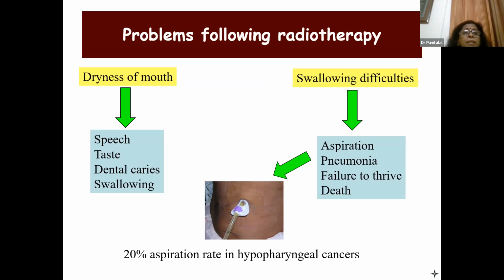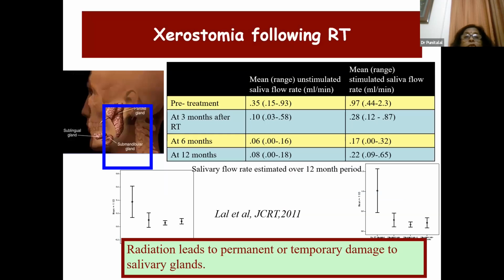During radiation, I've just described. And then once the radiation is over, there are sequelae that the patient faces, like dryness of mouth and swallowing difficulties, and they all lead to their own set of downstream problems. The speech gets impaired, the taste is gone, the pH of the mouth is changed, there is so much dryness that it leads to enamel erosion of the teeth, and so dental caries set in. Swallowing becomes difficult, and because of the swallowing difficulties, patients oftentimes face aspirations which are silent to start off with, and may lead to subsequent frank clinical pneumonias, and recurrent pneumonias may cause failure to thrive and even death. So it's not a small problem.